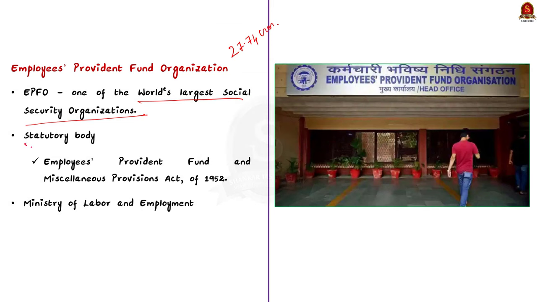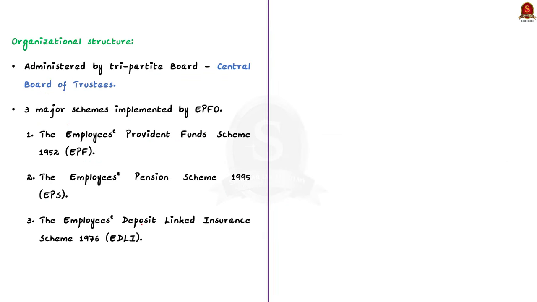Know that it is a statutory body which was established by the Employees Provident Fund and Miscellaneous Provisions Act 1952. Moreover, it comes under the administrative control of the Ministry of Labour and Employment under the Government of India. Now let us see about the organizational structure of EPFO.